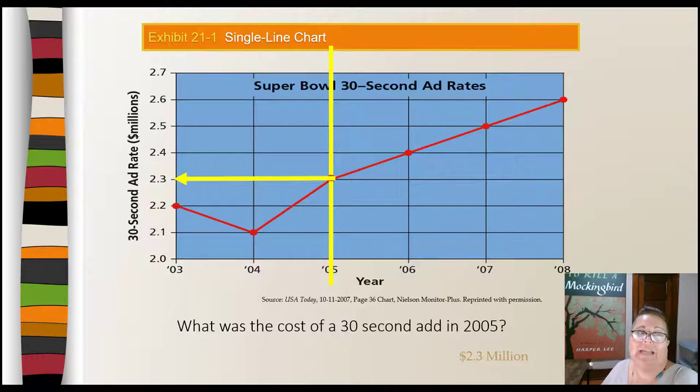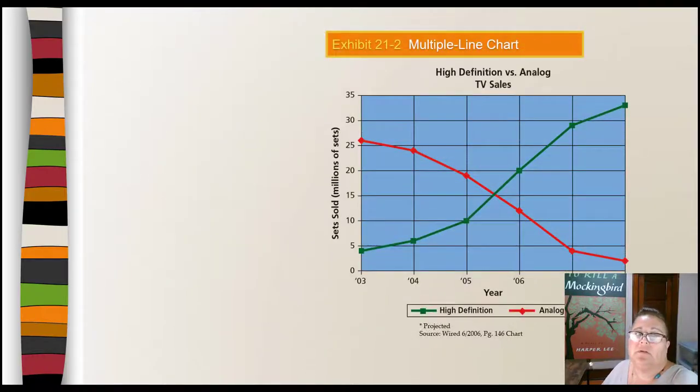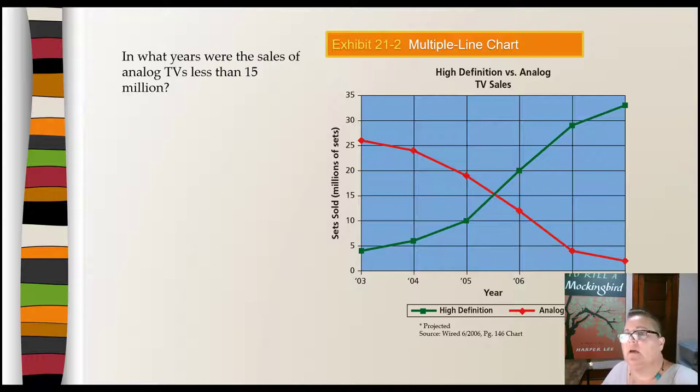We have a second example with a multiple line chart. This would be called a double line chart. We're graphing two different series of information on the same graph. You can see we have a high definition television and an analog television. Analog televisions are like the old style ones where you had to click through the channels. That would be an analog TV.